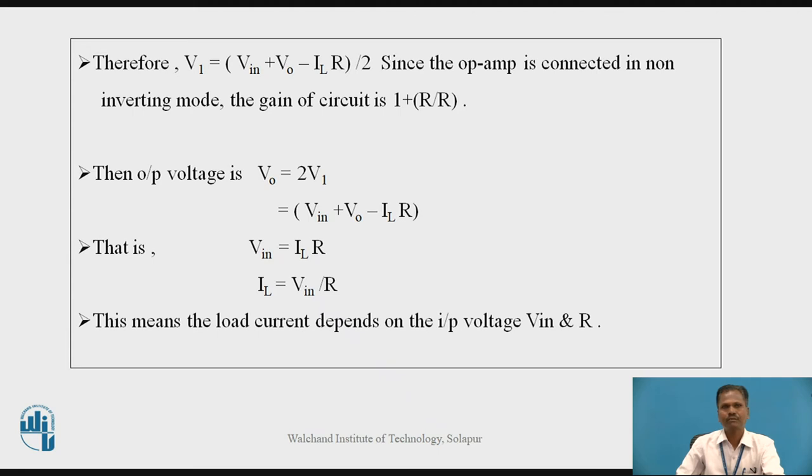Since the operational amplifier is working in non-inverting mode, the voltage gain of this circuit is 1 plus RF upon R1, that is here 1 plus R upon R, so that is equal to 2. So output voltage VO is equal to gain times the input voltage, that is 2 Vin, which is equal to 2 V1. So this is equal to Vin plus VO minus IL into R. After simplification, Vin is equal to IL into R. So output load current IL is equal to Vin upon R. This means that the load current depends upon the input voltage Vin and resistance R.